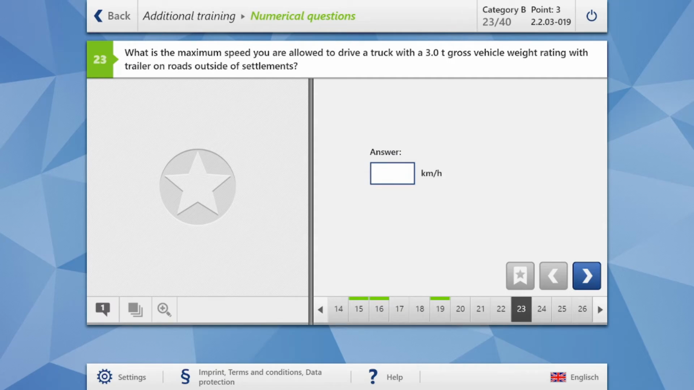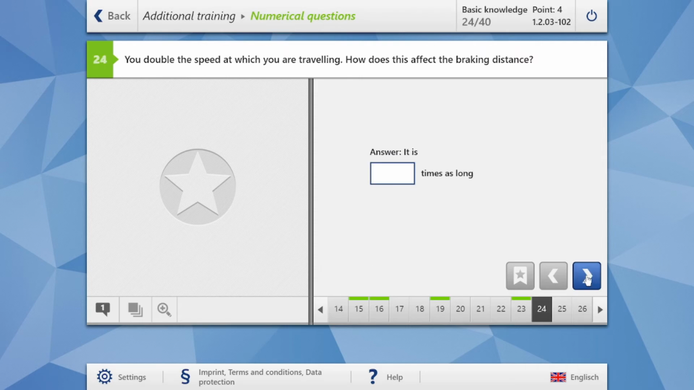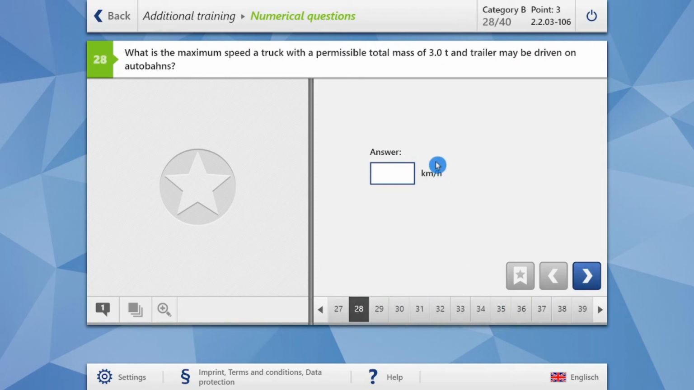What is the maximum speed you are allowed to drive a truck with 3-ton gross vehicle weight rating with trailer. Okay, that's important. I don't think we need to read the rest. It's a truck with trailer. The answer is 80. Hit next. That's the answer. Let's look at this. What is the maximum speed a truck with a permissible total mass of 3 ton and trailer may be driven on Autobahns? Now it's getting easier, right? It's a truck with trailer, and hence this is again 80.